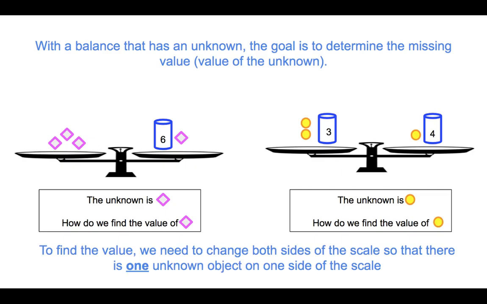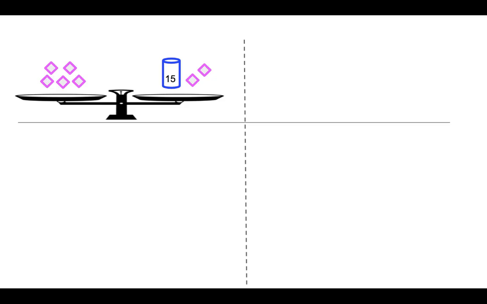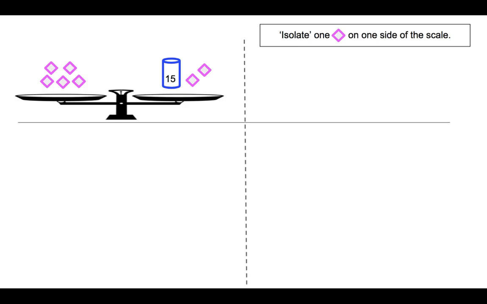To find the value, we need to change both sides of the scale so that there's just one unknown object on one side of the scale. We can't have an unknown object on both the left and the right side of the scale. So let's look at this using a t-chart and pictures. So you can see that I've drawn out my first equation with the kites. I have 5 kites on the left-hand side. I have a mass of 15 and 2 kites on the right side. And remember, it's equal, it's balanced.